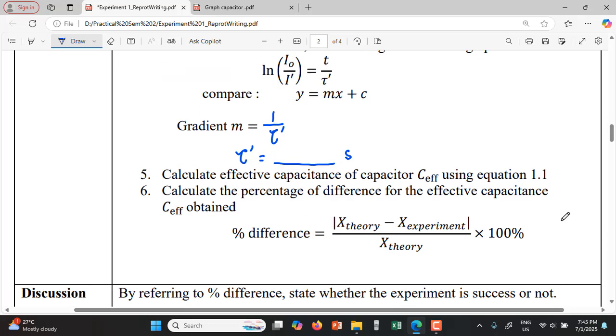Then you calculate the effective capacitance of the capacitor. The C effective will be our time constant calculated divided by the resistance. Again, the value of resistance is 100 kilo ohm, kilo is times 10 to the power of 3. Then for the C effective you calculated, compare it with the theoretical value. The theoretical value for the effective capacitance for the two capacitors connected in parallel is 1560 microfarad times 10 to the power of negative 6. So you are going to compare this theory value with the experiment value that you calculated.